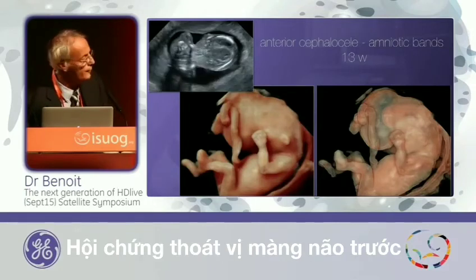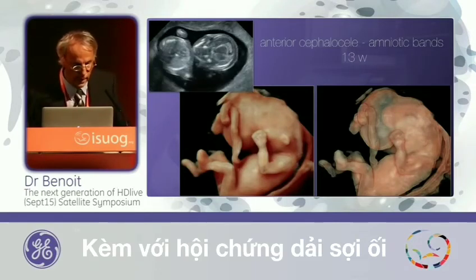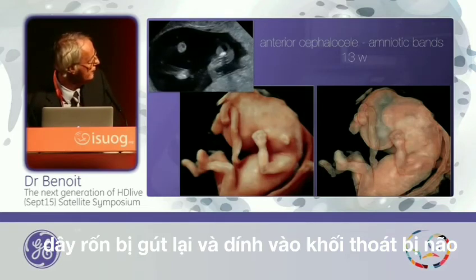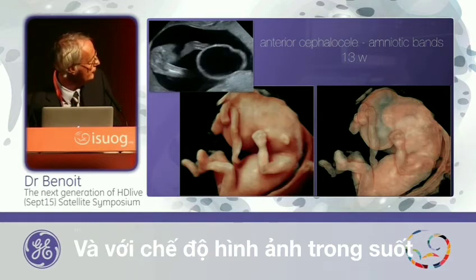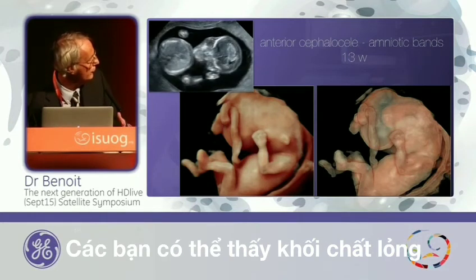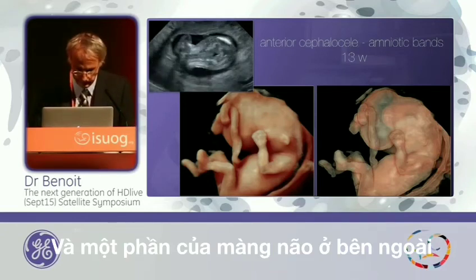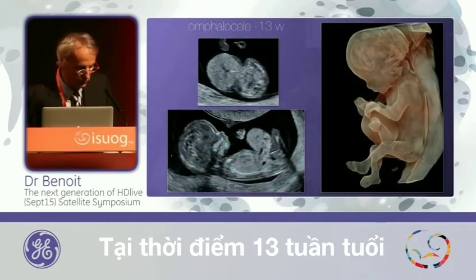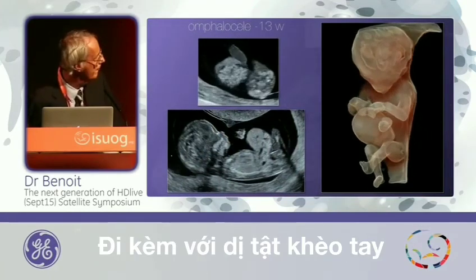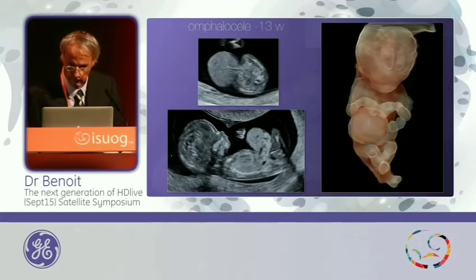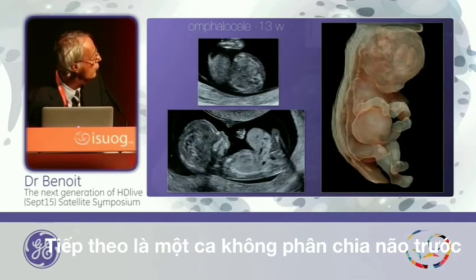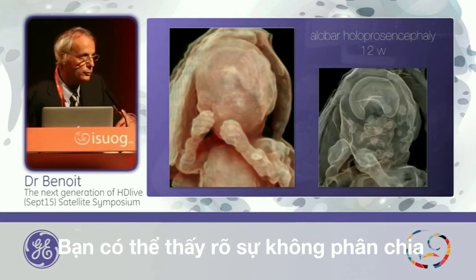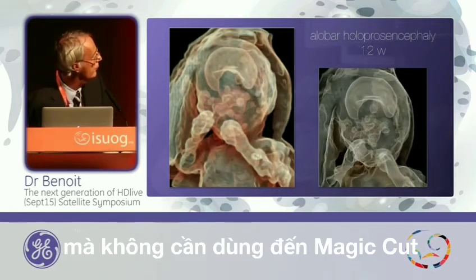Malformation, this was an anterior cephalocele where, because of amniotic band, the cord was stuck on the head to the cephalocele here, and with transparency you can see the liquid part here, and a part of the choroid plexus was outside. Omphalocele, 13 weeks of pregnancy with an omphalocele and club hand. Holoprosencephaly at 12 weeks of pregnancy. So you can demonstrate with this, without cutting with a magic cut, this single frontal ventricle.